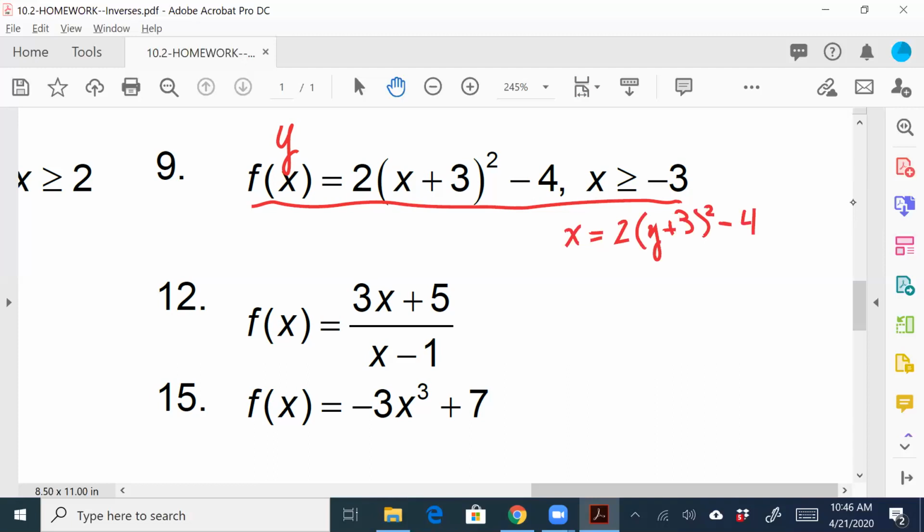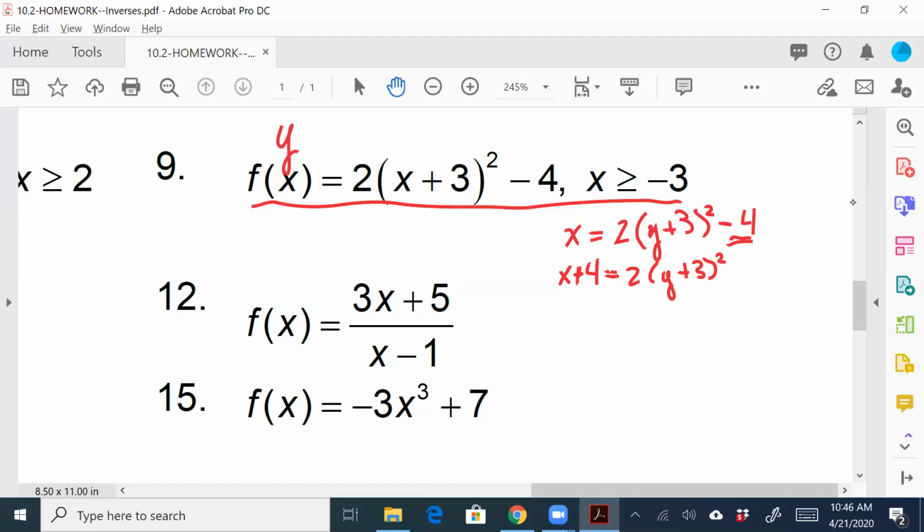So the first thing we want to do is add 4 to both sides. So we've got x plus 4 equals 2 times y plus 3 squared. And we got rid of this minus 4 by adding 4 to both sides. Adding 4 here made that 0 disappear, and then it left it over here on the left as x plus 4. And will we divide 2 both sides?